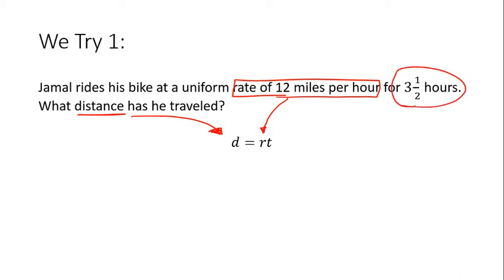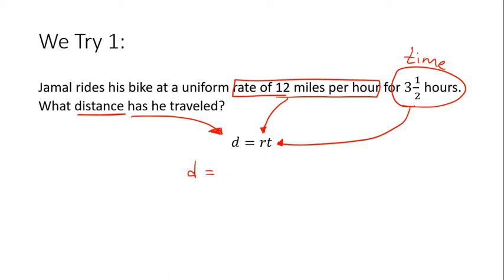And I know my t. My t is my time, by the way. And I know that my time is 3.5 hours. So it looks like I have all the pieces that I need in order to find my distance. So distance is already set apart, so I'm going to leave that alone.